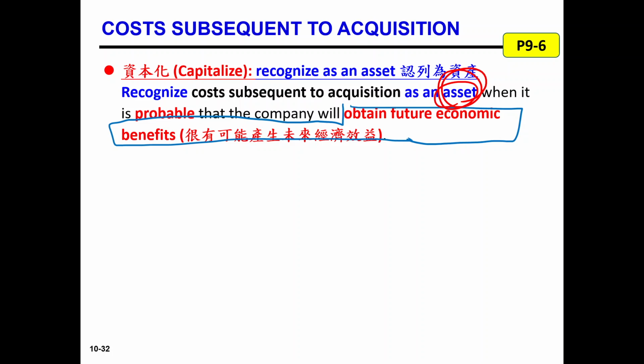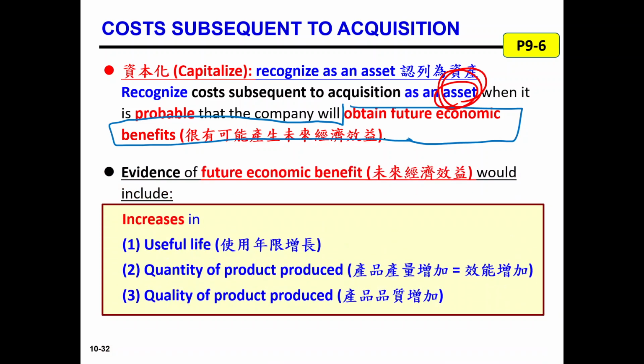about PPE. How to know that PPE will bring you future economic benefit? If your useful life increases, I spend the money to repair my PPE, and I find out I can use it 2 years more, 5 years more. So my useful life increases longer. Now, of course, I have a future economic benefit, right?